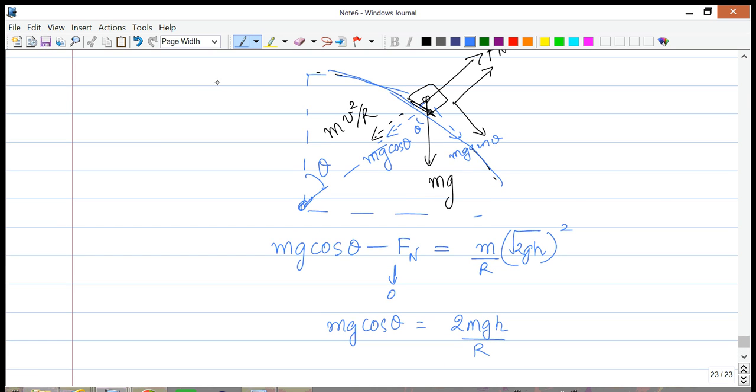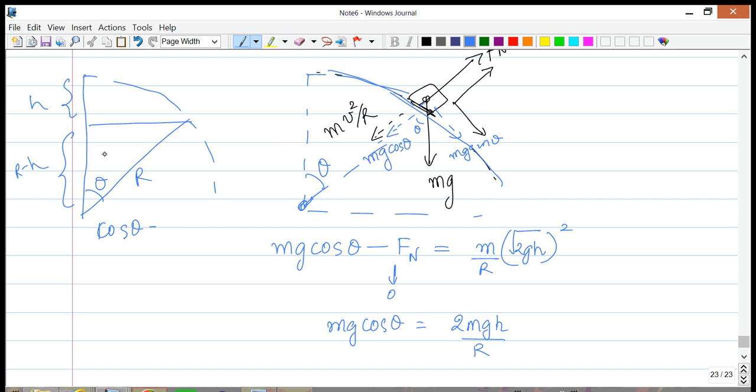Great. So now let's figure out what cosine theta is in terms of height h. And if you look at this picture, I'm just going to draw this stuff here. This is the angle theta, this is the arc, and we know that this length is h. Okay, and if this is the radius r, then the length here is r minus h. So cosine of theta is r minus h over r.